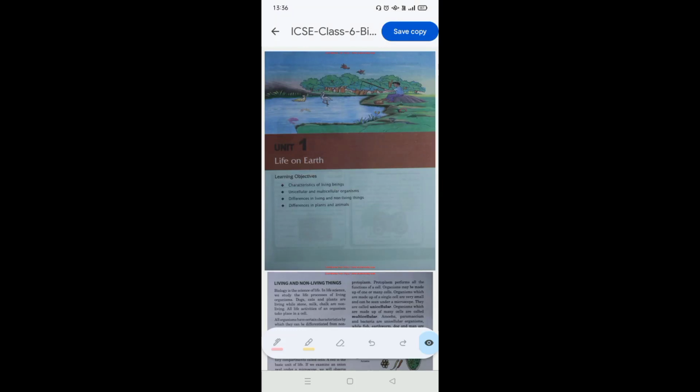Hello students. So today we are going to see Unit 1 on Life on Earth, ICSE syllabus, Biology, Class 6th. Learning objectives: characteristics of living beings, unicellular and multicellular organisms, differences in living and non-living things, differences in plants and animals. These are the four topics which we are going to discuss in this chapter, Unit 1, Life on Earth. Moving on.